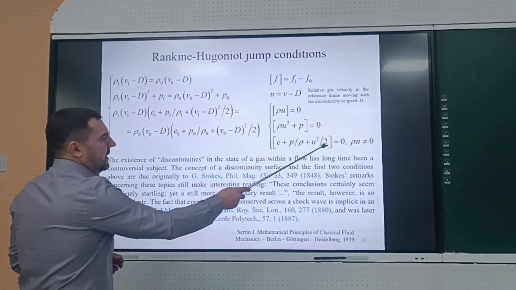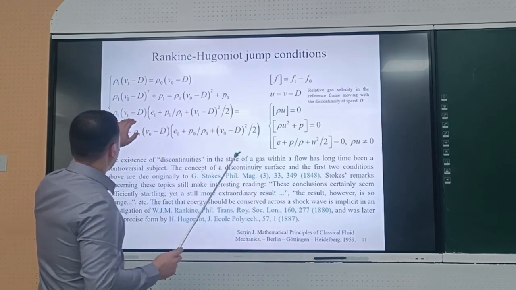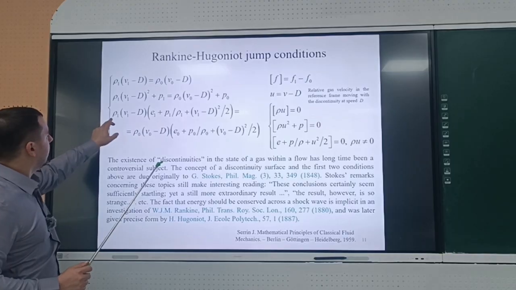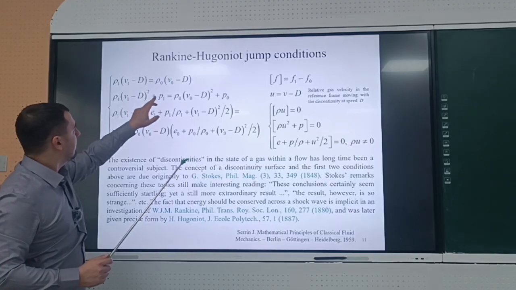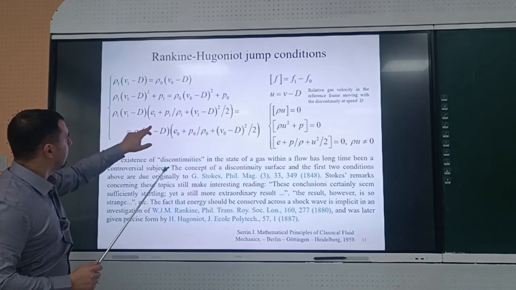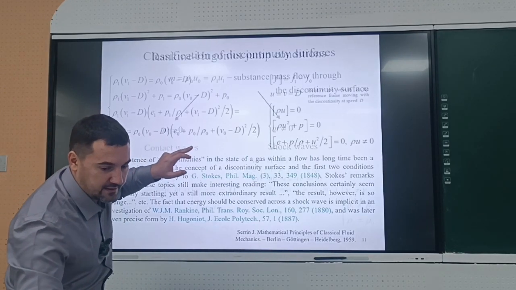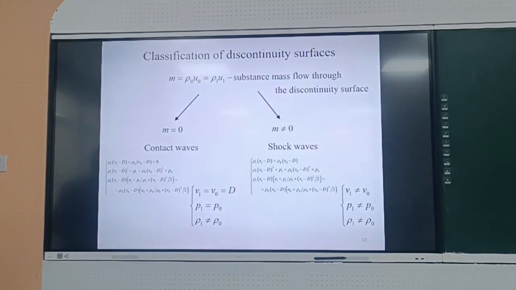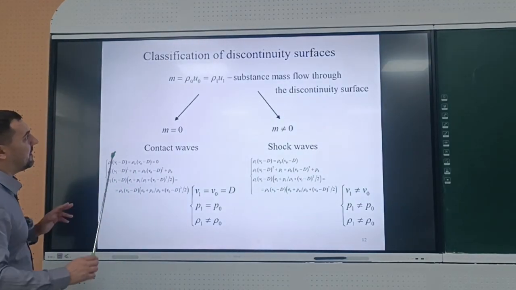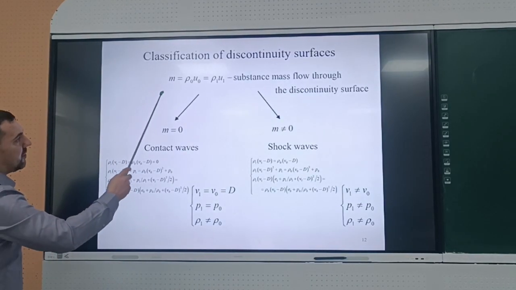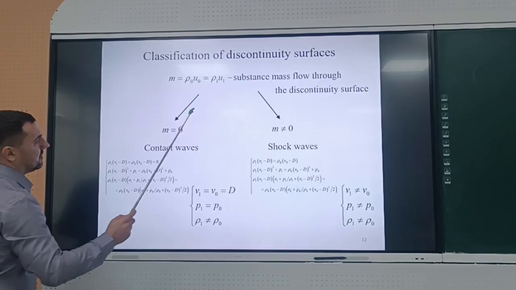I've written here rho u is not equal to 0 if we want to use this notation, because you can see here rho 1 times v minus d and rho 0 times v minus d, and they are actually the same. But we can divide by this factor only if they are not 0. But they can be 0. And what does it mean? So, classification of discontinuity surfaces. These discontinuity surfaces should be classified on the basis of this mass flow through the discontinuity surface. It should be either 0 or non-zero.